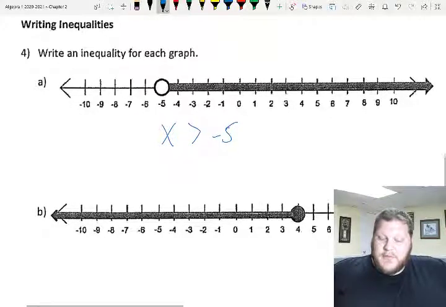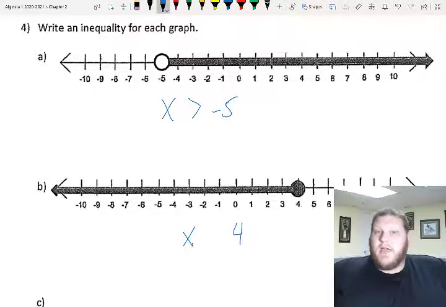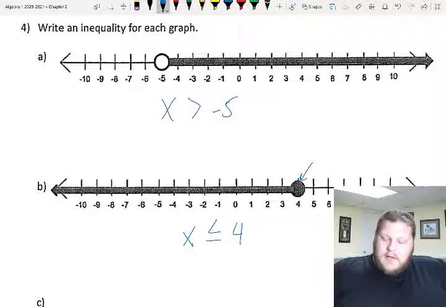If we look at part B for this same section, now my boundary is happening at +4. I'm still going to have my X on the left, my boundary, my number on the right side. Here my shading was to the left, so I'm going to point it to the left. But you can see here my circle was closed, so I'm going to add that or equal to underneath because that fills in that circle. That's what that line means.